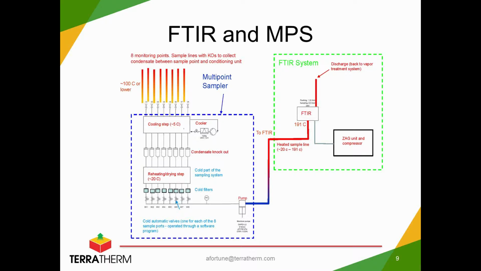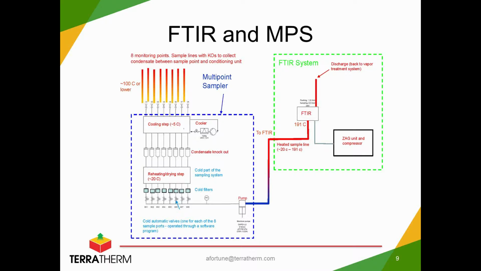That heated sample line has the ability to be maintained at a couple different temperatures. We ran it at the 191C temperature. And then from there, the gas goes through a flow-through cell and is analyzed, and the discharge would go back to the vapor treatment system from the unit. The FTIR is a non-destructive unit, similar to a PID, so we did need to make sure that the discharge of the system was plumbed back to the treatment system.